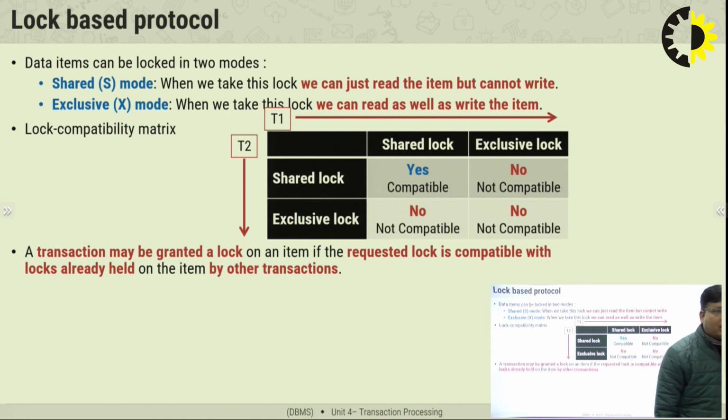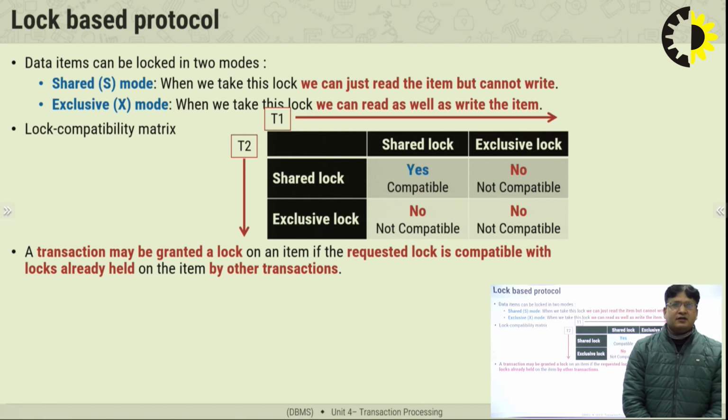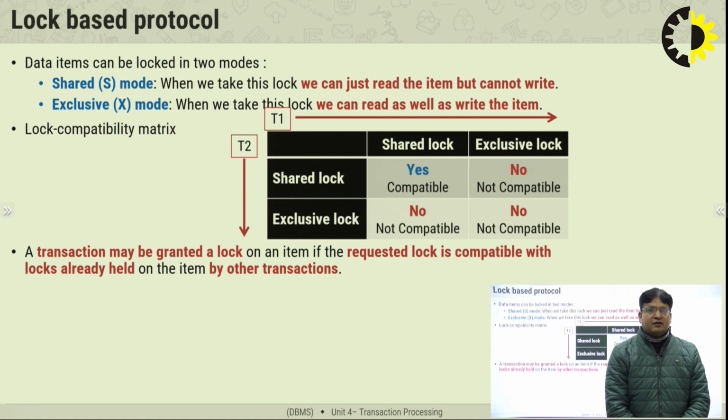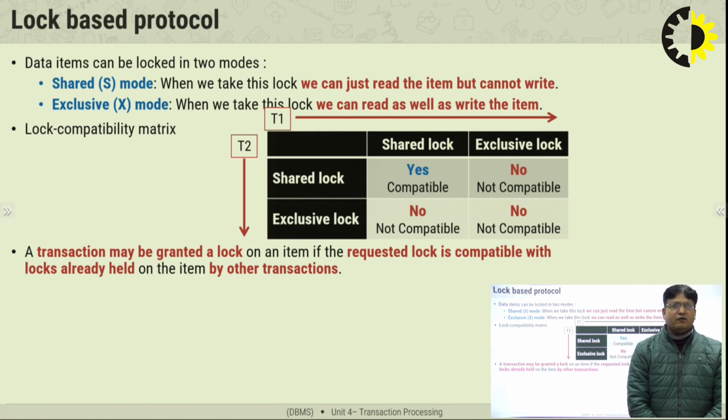Now, how is the locking being done? Suppose a transaction wants to apply a lock on data item X. First, it will send its request to the lock manager. There is a lock manager in the DBMS. The purpose of the lock manager is to grant the request based on the locking matrix as well as whether the data item is free or not, or whether any other request is there before that particular transaction. So, all these things will be decided by the lock manager.